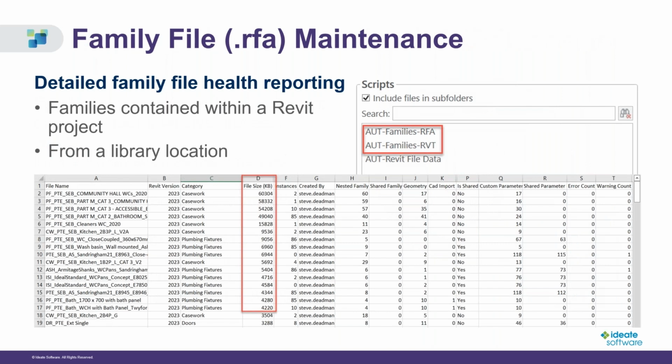So for this specific workflow, we support either families that live in a library location or families that live within a Revit project. Both of these will export information like the file name, Revit version, the category, the file size. If it's in a model, it tells you how many instances of it were used or who created it. Any nesting, any geometries, CAD imports, is it shared? Are there any custom parameters, any error counts or warnings? So it's a list of information about your families that has been requested by our customers, and so we've added it in there.